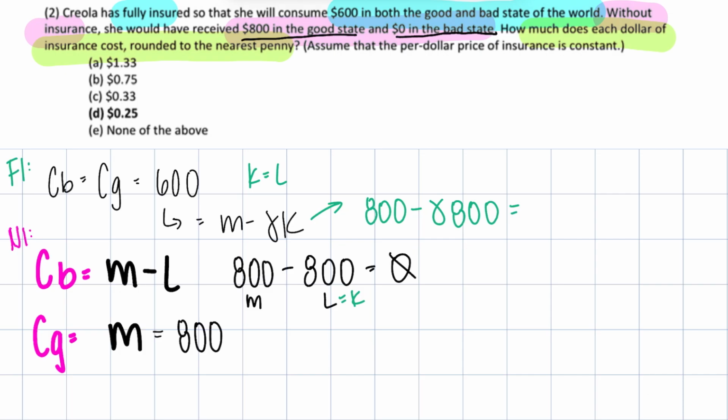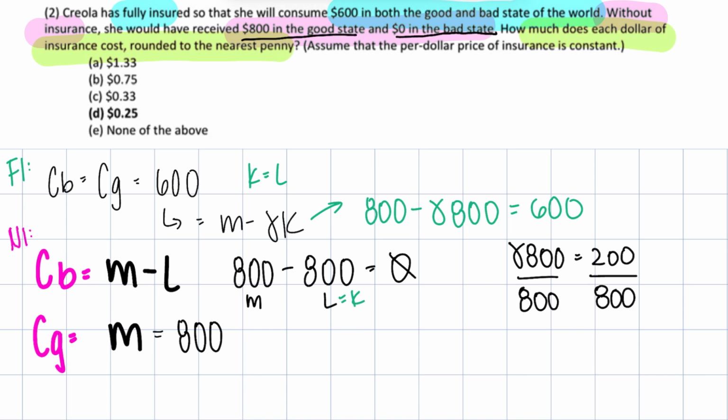Under full insurance, they tell us that our consumption was 600. So 800 minus gamma 800 is going to equal 600. Simplifying that out, we would just have gamma 800 equals 200. And then we can divide both sides by 800 to get that gamma alone. That means that gamma is equal to 1/4. So that must be 25 cents.